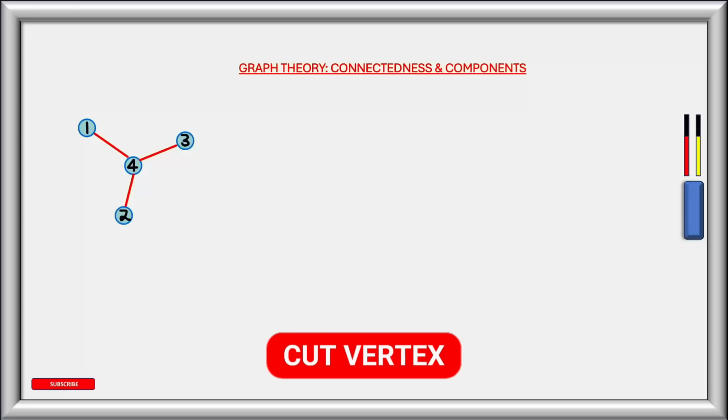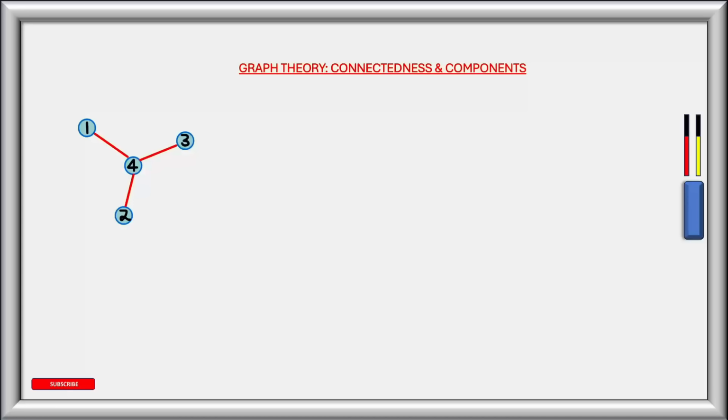So if we look at the graph on the whiteboard, we have a star graph. We have one central vertex, so that's vertex number 4, that is connected to all the other vertices. If vertex 4 is removed, it has the effect of breaking the graph up into 3 components. And so vertex 4 is a cut vertex. Every edge that connects vertex 4 to the other vertices is a bridge or cut edge.